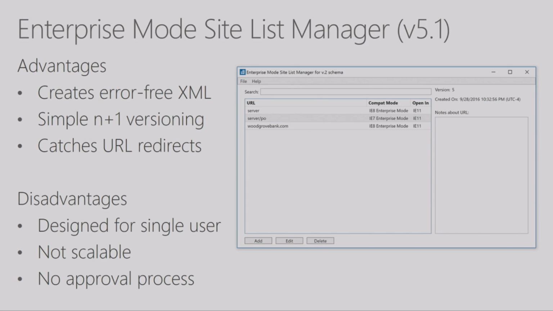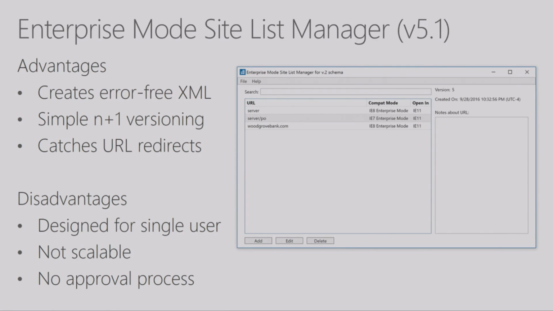And we're running out of time, so I'm going to quickly rush through these here. Fred already went into great depth about the Enterprise Mode Site List Manager. For all intents and purposes, it is a glorified XML editor. It's a very simple application if you have a reasonable size site list, and it has some basic error checking and simple N+1 versioning. However, there are a few disadvantages to this tool. For instance, it's designed for a single user. So if you have multiple users, there's the possibility to overlap or make mistakes and shoot yourself in the foot. Similarly, it's not scalable.